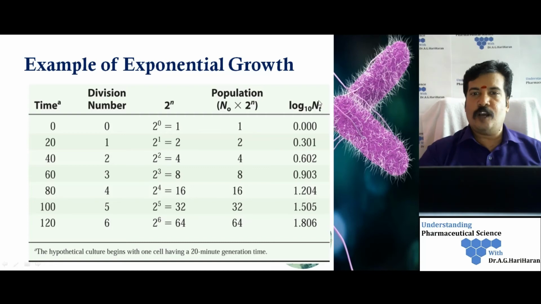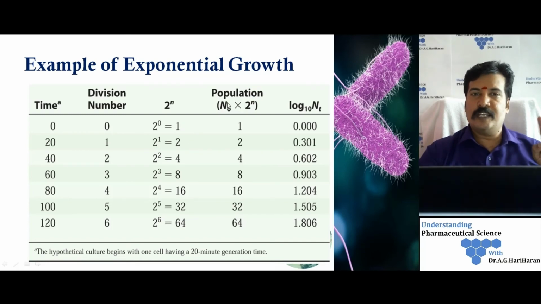So log to the power Nt, that means at 0 minutes Nt becomes N0, so it becomes 0, right? So after 20 minutes, what happened? The first cell division occurred. So 2 to the power 1, one generation, that is 2 cells; one cell has become 2 cells.